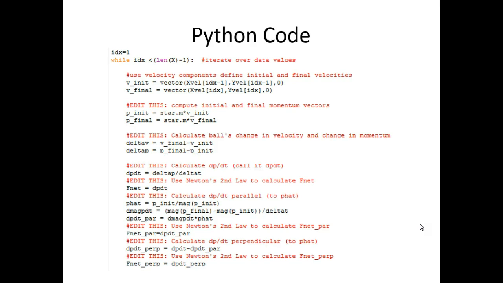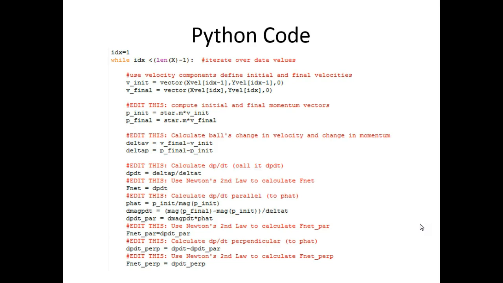Then we're going to say delta v is going to be equal to v final minus v initial, delta p equals p final minus p initial, and then say dp/dt is equal to delta p over delta t. As simple as change in momentum over change in time. F net is going to be equal to dp/dt, Newton's second law.